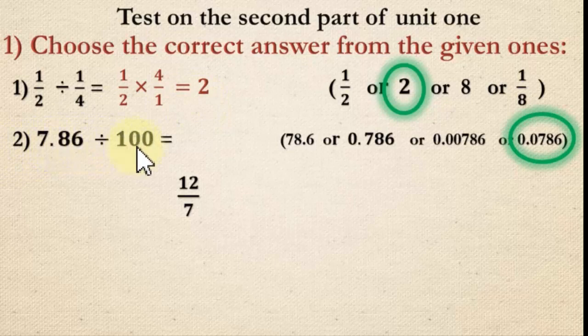7.86 divided by 100. When we divide a number by 100, we move the decimal point 2 places to the left. So here we have the first place, and for the second place we will put 0. Well done. So the result is 0.0786.